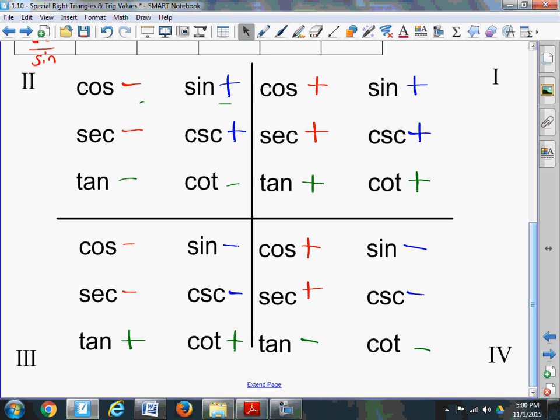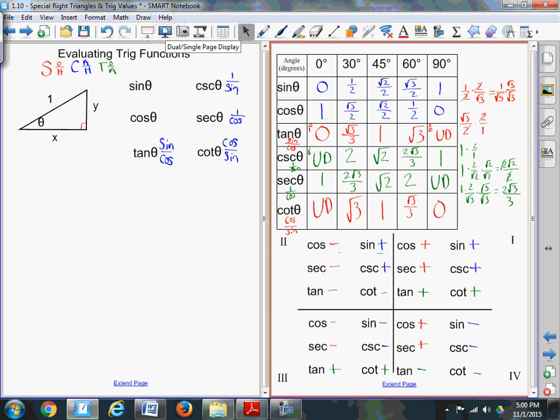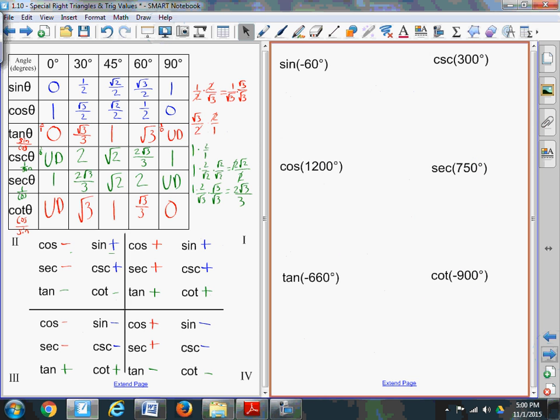All right. A quick mnemonic would be... all right, so we can split that out. So now we can see all the values as well as the signs in each quadrant.